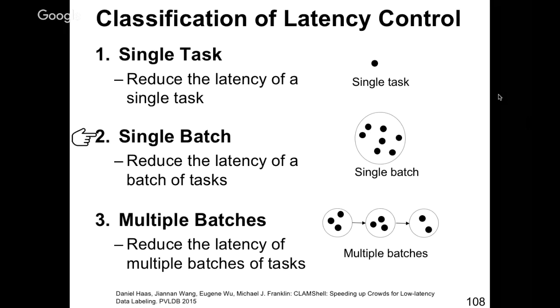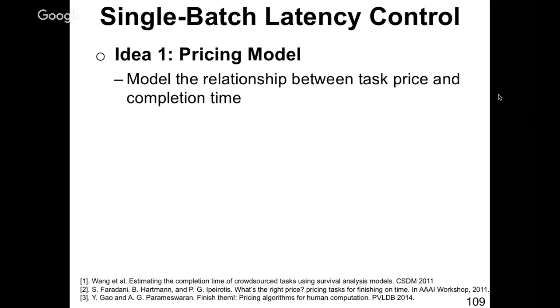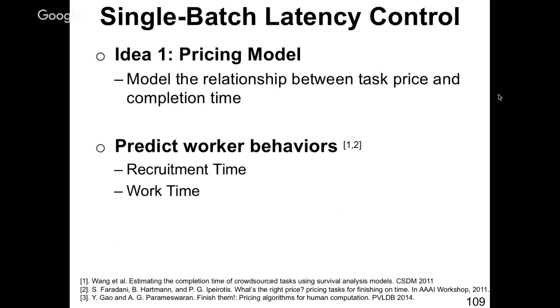All right. So now I'm going to talk about how we can reduce the latency for a single batch of tasks. Say you have these 7 tasks. You're going to reduce the latency for the slowest task. So one idea is, let's predict which task is the slowest, and we can increase the money for that task and attract more workers. We call it a pricing model. But the challenge is how we can predict the task time. You have to predict the recruitment time, and you also need to predict the work time.